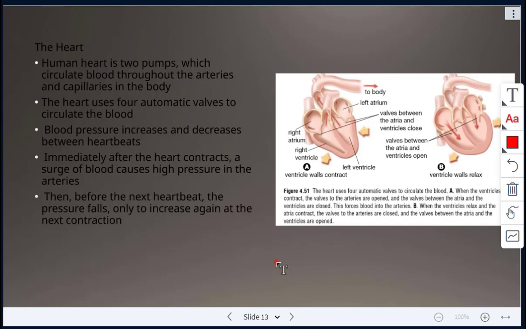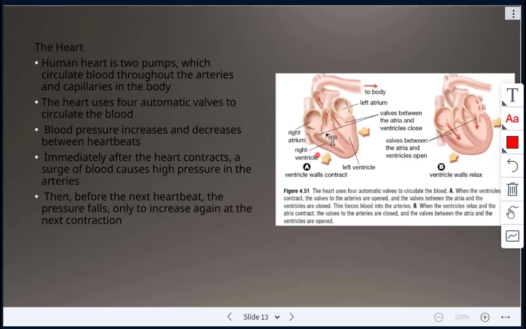Here in the human heart, it's two pumps which circulate blood throughout the arteries and capillaries in the body. There are 4 automatic valves in the heart to circulate the blood. So blood pressure increases and decreases between heartbeats. Immediately after the heart contracts, there's a surge of blood that causes high pressure in the arteries. Then before the next heartbeat, the pressure will fall and then increase again at the next contraction.